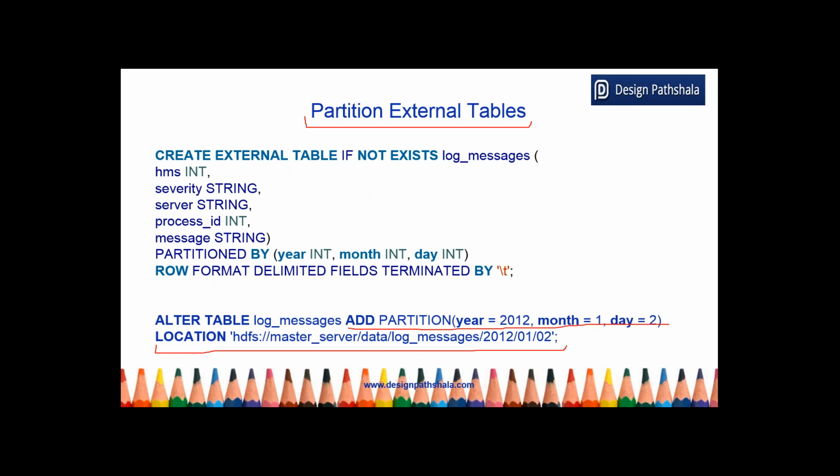I created a table, and inside it I want to add a new partition. So you can just say alter table, table name, add partition, partition value. So year equals to this. This table is partitioned on year, month, and day. So what I'm saying is adding partition year equals to this, month equals to this, and day equals to this, and the location of that partition.